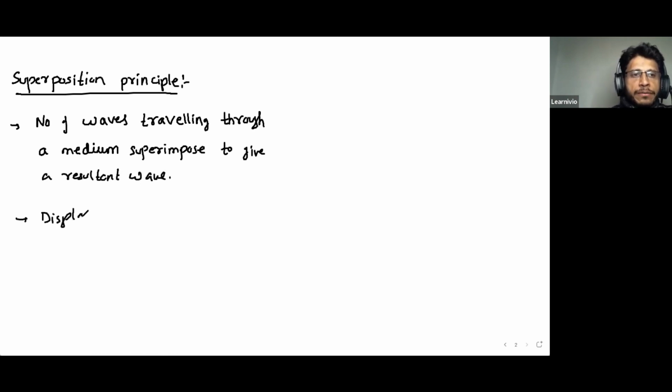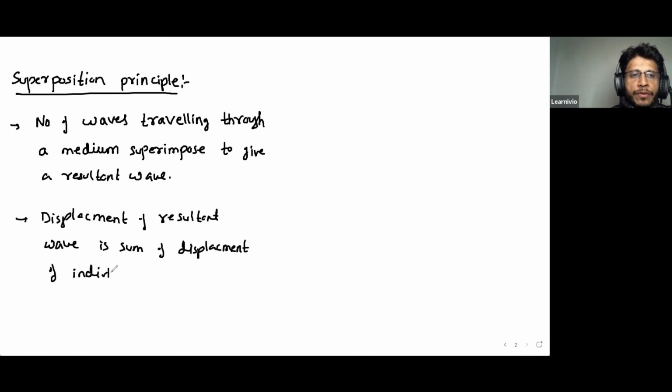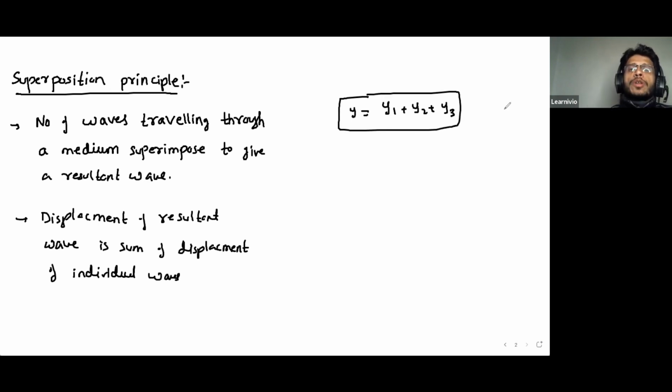the displacement of the resultant wave is the sum of the displacements of the individual waves. That means if the displacements of the individual waves are y1, y2, and so on, the displacement of the resultant wave is just the sum of them, y equals y1 plus y2 and so on. This is the superposition principle.